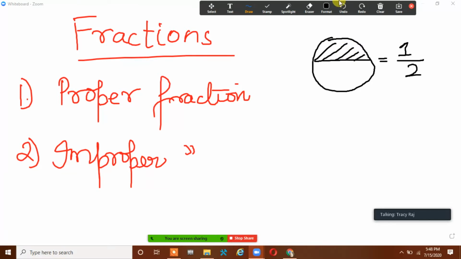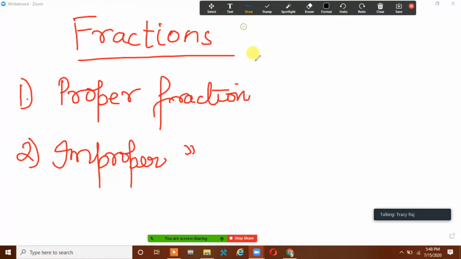Now in fractions also we have four types: proper fraction, improper fraction, mixed fraction, and like and unlike fraction. So what is a proper fraction? Proper fraction means when the numerator is less than the denominator. For example, I can write 1 by 2 or 3 by 4. In all these you can see the numerator is less than the denominator, so they are examples of proper fractions.